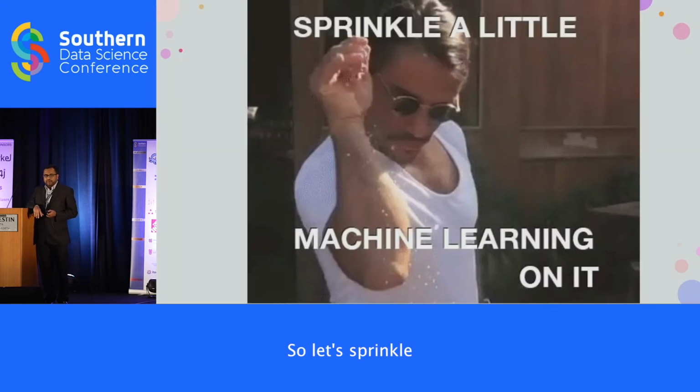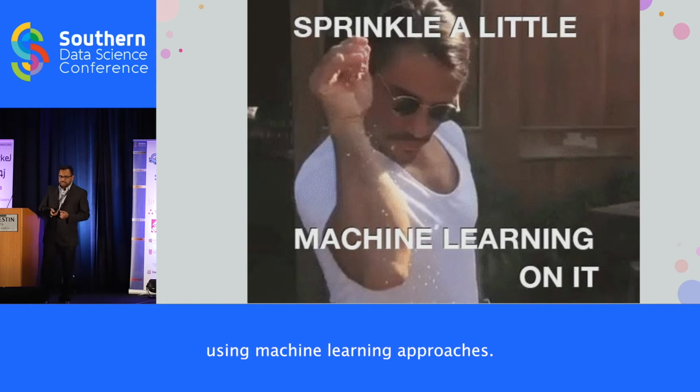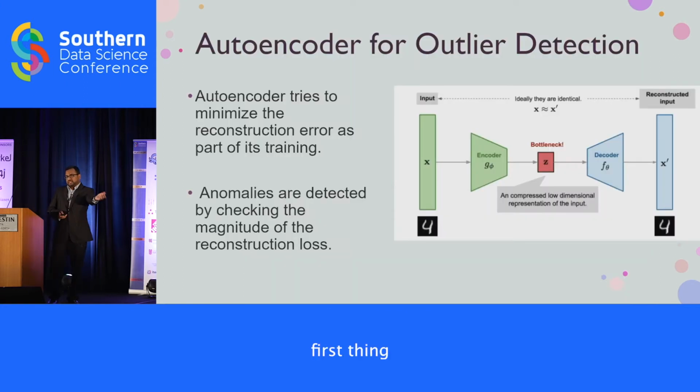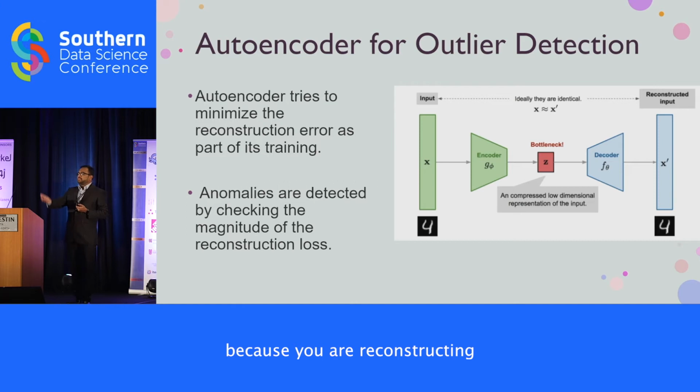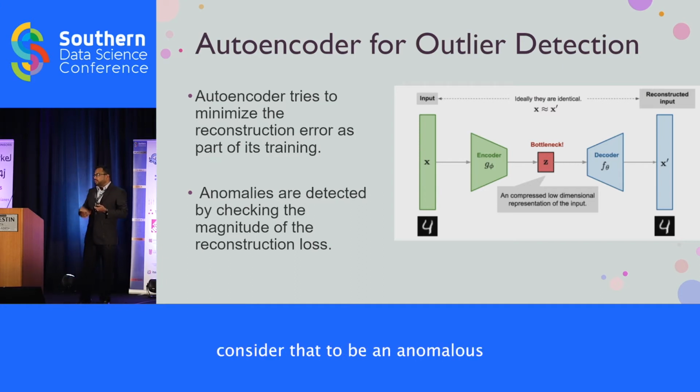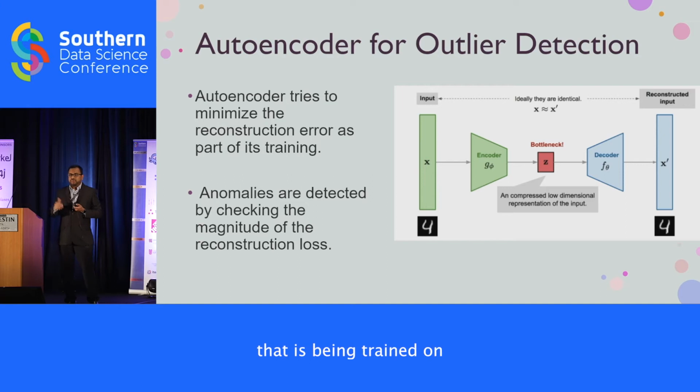So let's sprinkle some machine learning and try to solve this problem of outlier detection and novelty detection using machine learning approaches. Using deep learning, the first approach that comes to our mind is an autoencoder-based approach. What an autoencoder does is it tries to reconstruct the input. It is trained in a manner that you minimize the error between the input and the output, because you're reconstructing back your input. So you can detect the anomalies by checking the magnitude of the reconstruction error. If it is very high, you would consider that to be an anomalous data point. If it is low, then you think that this is coming from the same distribution of the data on which the autoencoder has been trained.